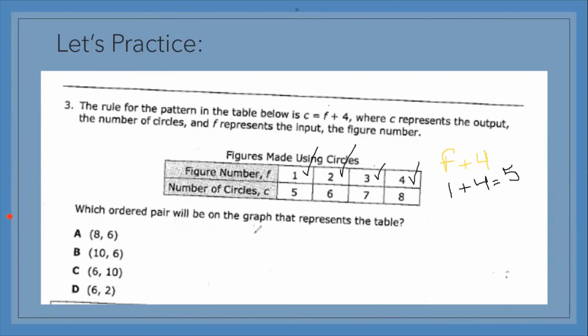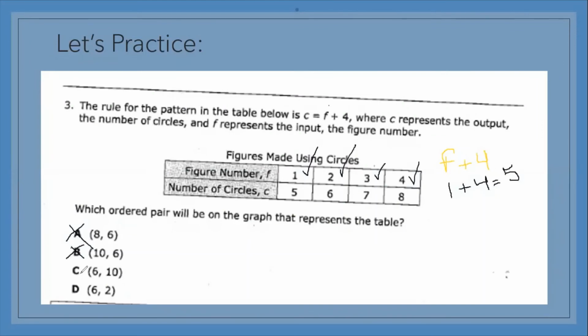Now we need to choose an answer below. Which ordered pair will be on the graph that represents the table? If I put 8 plus 4, will that give me 6? No. If I plug in 10 plus 4, do I get 6? No. That's backwards. That would be 10 minus 4, right?